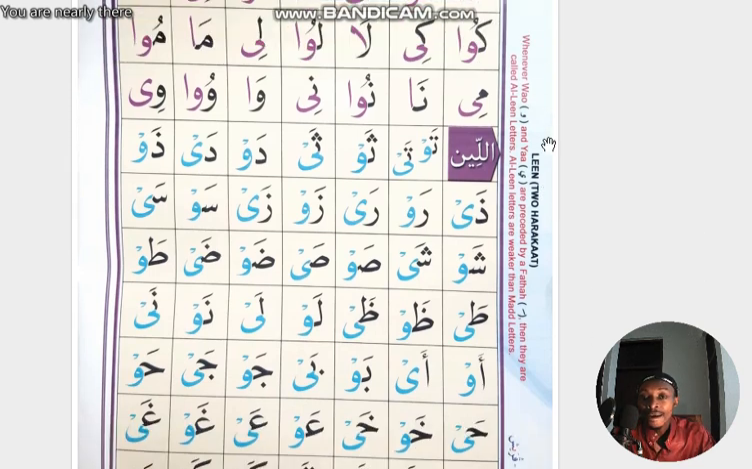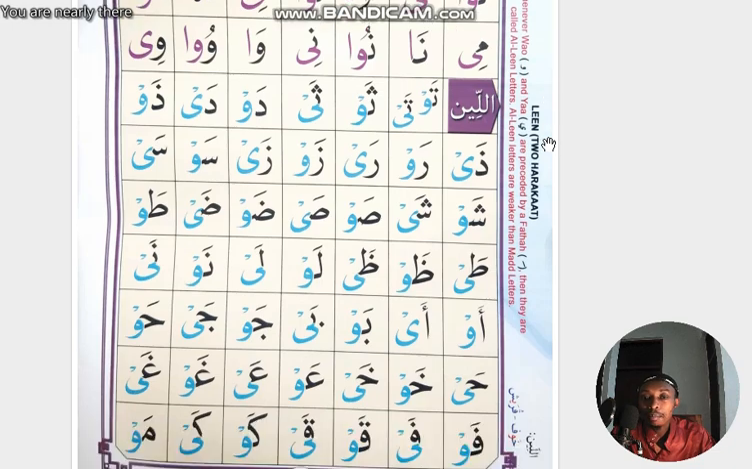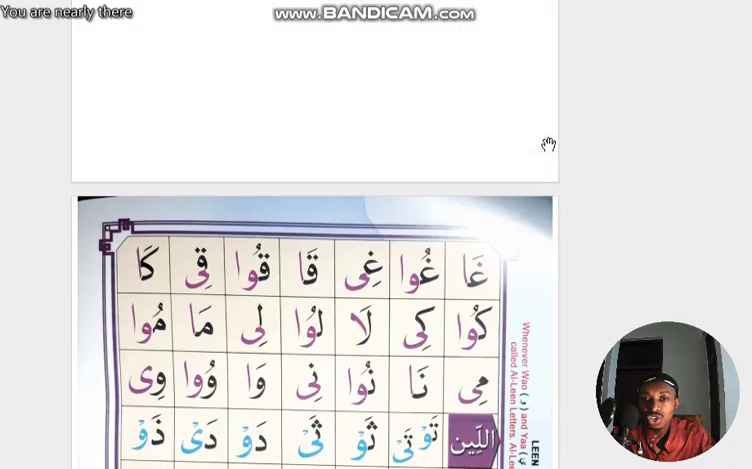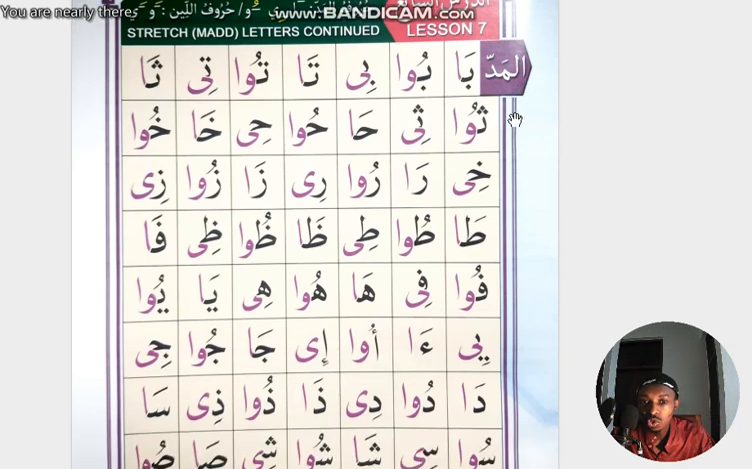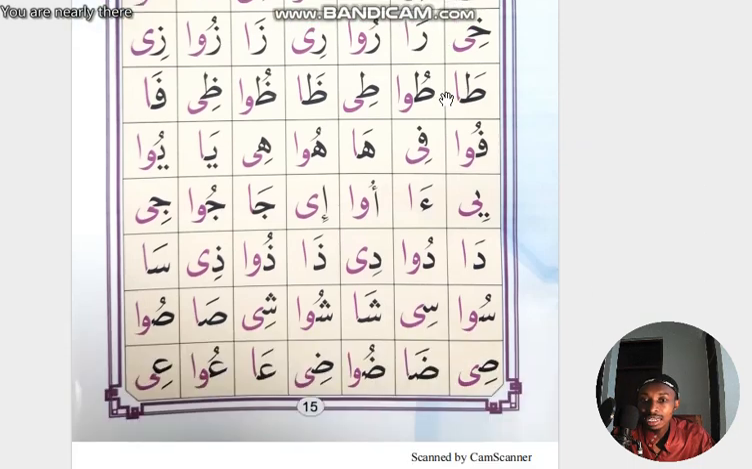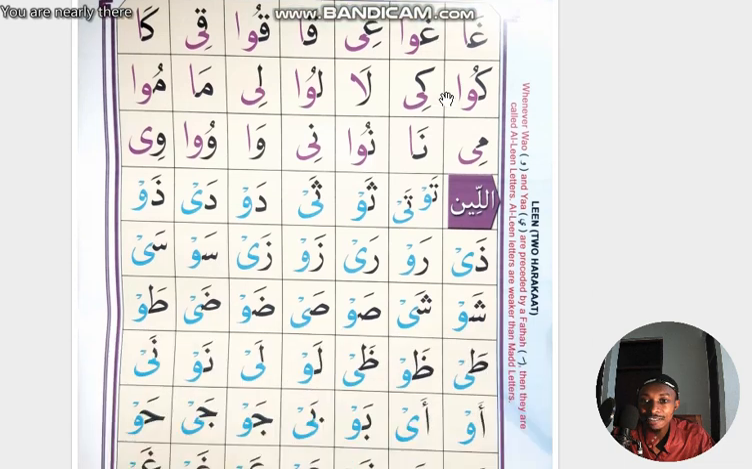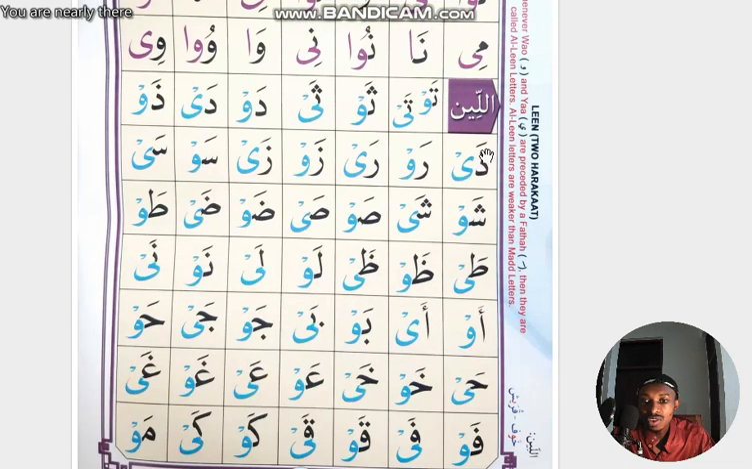Today we're going to focus on Madd Leen, the continuation of lesson number 7 from Qaaida Nuuraniyya. The first part was the continuation of the letters of Madd, the stretching letters, and the second part of lesson number 7 is the start of Madd Leen. It's called Madd Leen.